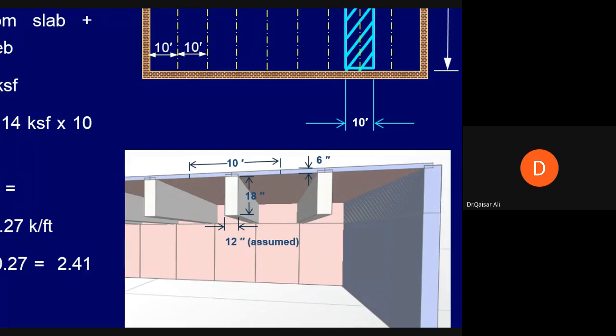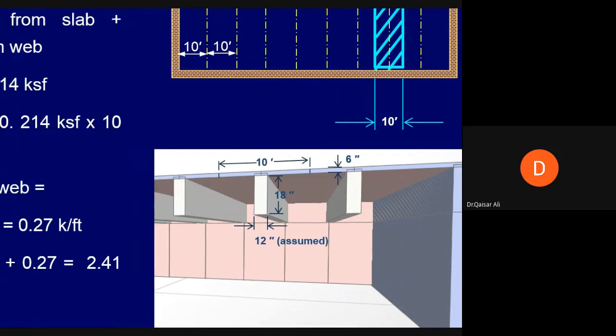So the slab load shall not be counted twice. The slab load has already been included in this part of the beam, in the calculation of the slab load. The remaining part, 18 inch by 12 inch, is the self weight of the beam. This needs to be calculated now.